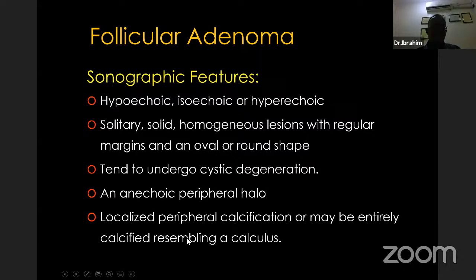So this is an example of an adenoma, a solid, well-defined mass with a hypoechoic halo. This is another example of an adenoma with cystic degeneration. It has a halo surrounding the area of the follicular adenoma.